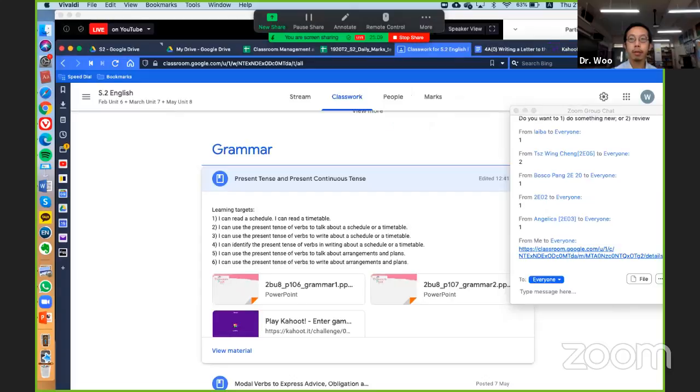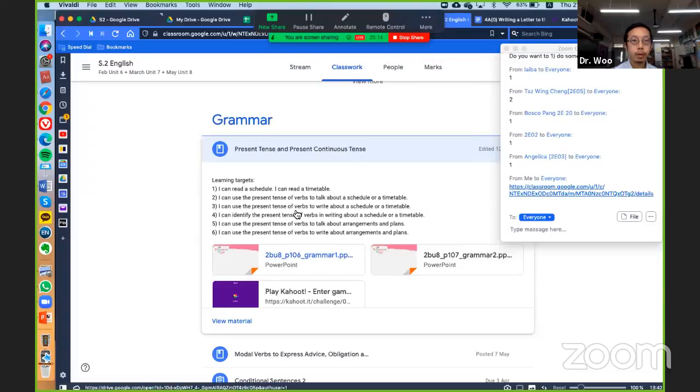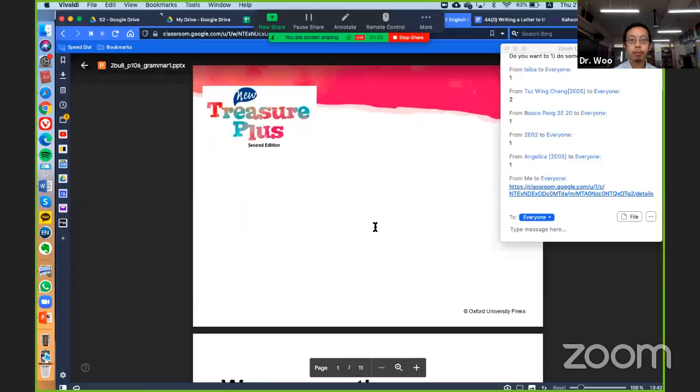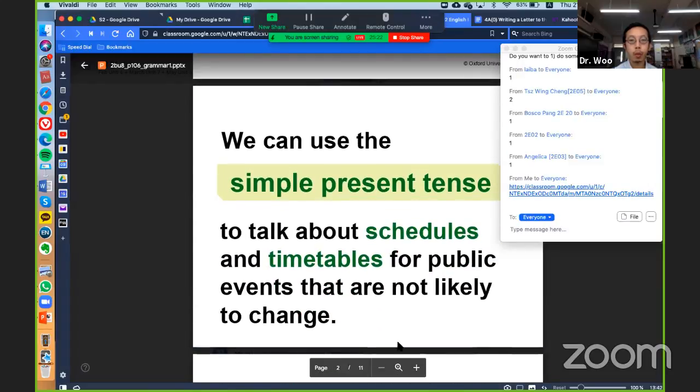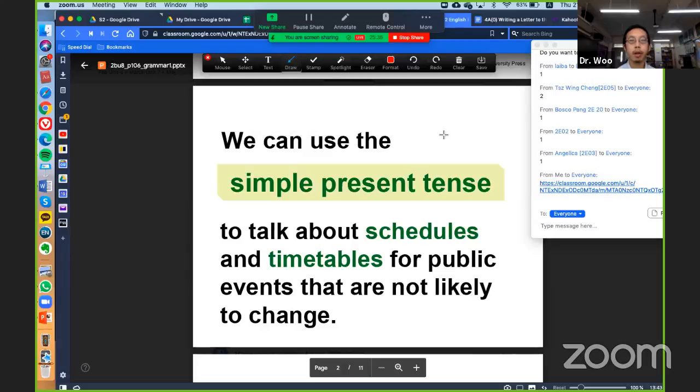Let's go back. All right. So first things first. When we review the present tense in this lesson, we're reviewing it in the context of schedules and timetables that are not likely to change. That is, they are stable.